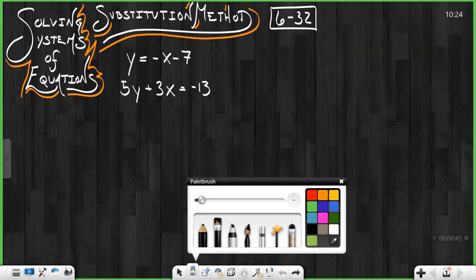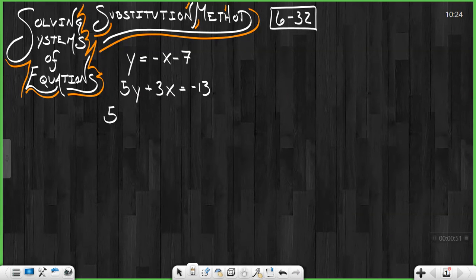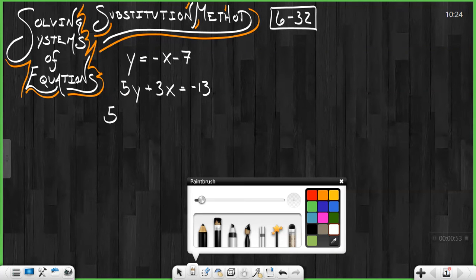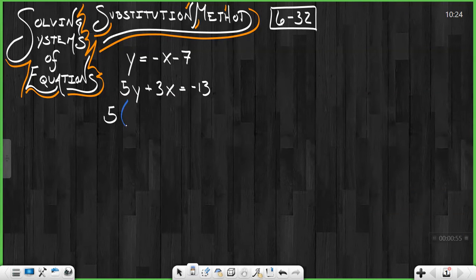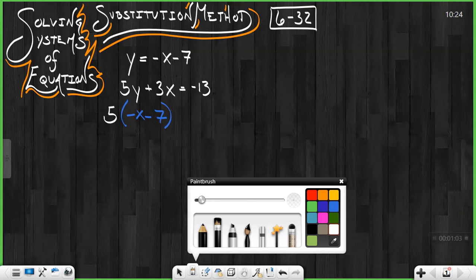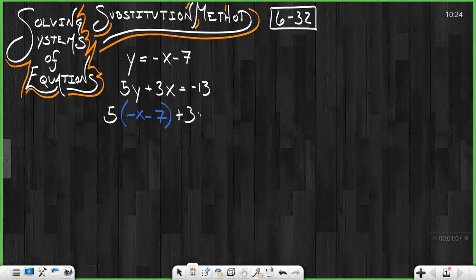All right, so if I go ahead and get my pen, the very first thing I'm going to do is take my second equation, and I'm going to rewrite it, but instead of y, and I'll put it in a different color for you, I'm going to put what y is equal to in parentheses. So in this case, it's negative x minus 7. That's what I replaced. Everything else stays exactly the same. Notice we have a plus 3x. We have an equals negative 13. None of the stuff in white changed.